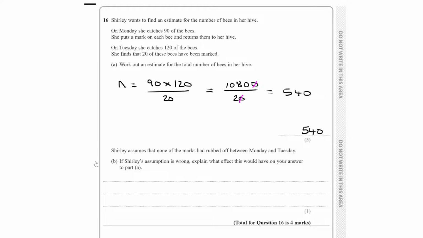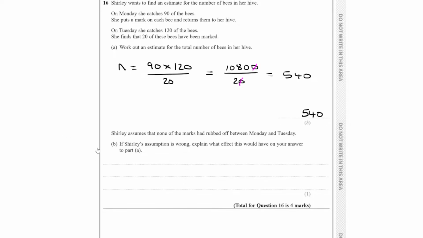And so that's pretty much guaranteed. If you just memorize that formula, you'll get the question every time. That's 3 marks. That's quite a lot of marks really for something that's quite straightforward.